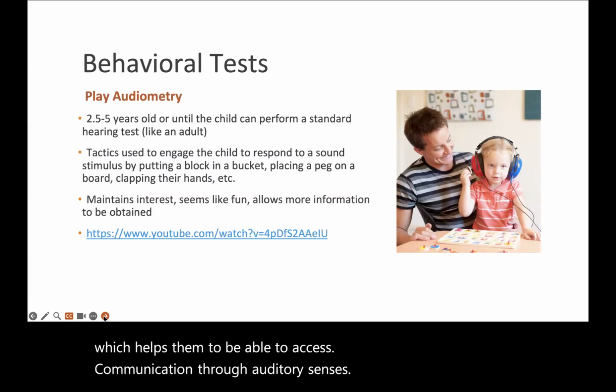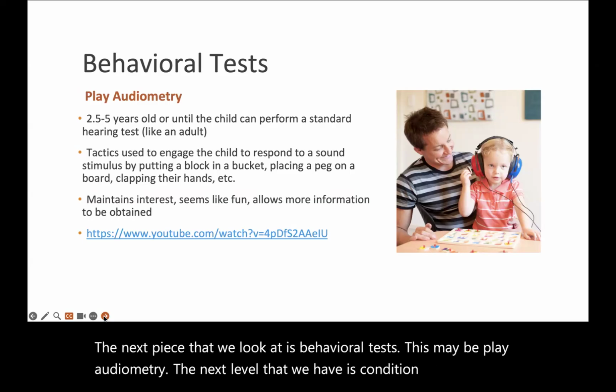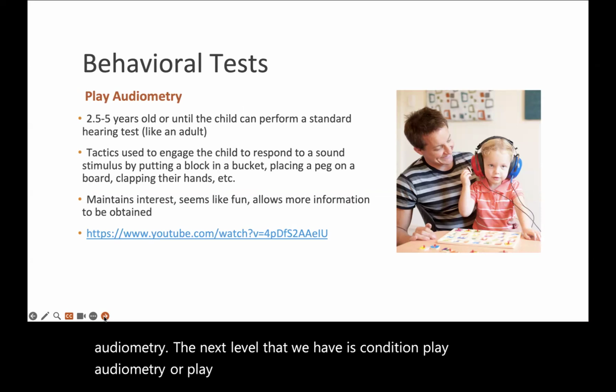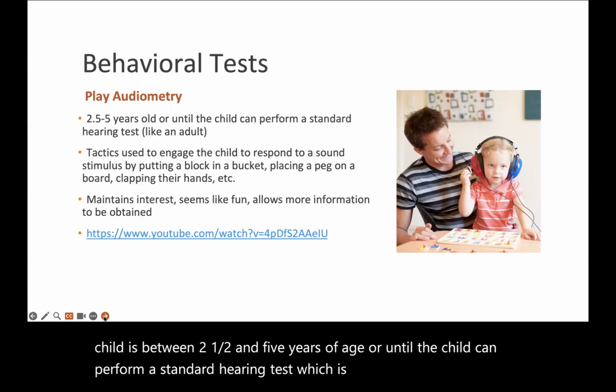The next piece that we look at is behavioral tests. This may be play audiometry. The next level that we have is conditioned play audiometry, or play audiometry. This usually happens when the child is between 2.5 and 5 years of age, or until the child can perform a standard hearing test, which is more like raising hands like an adult.